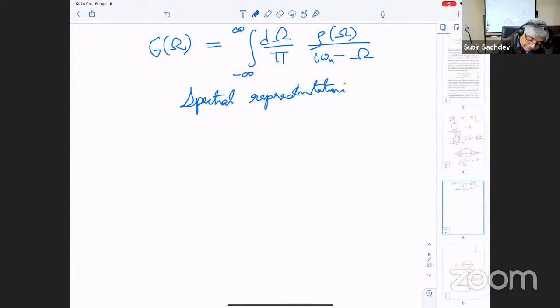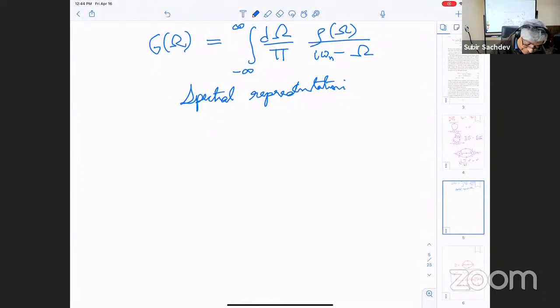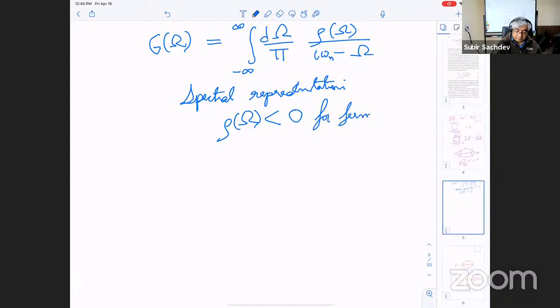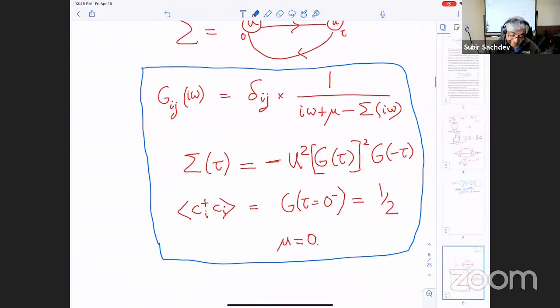And if you just look at the general exact eigenstate Lehmann spectral representation, you can show, and this is not too difficult, that rho of omega in this way of writing is always less than zero for all omega for fermions. So what we ultimately want to do is find a solution to these equations for rho of omega. You can think of these two equations as a very complicated nonlinear integral equation for rho of omega.